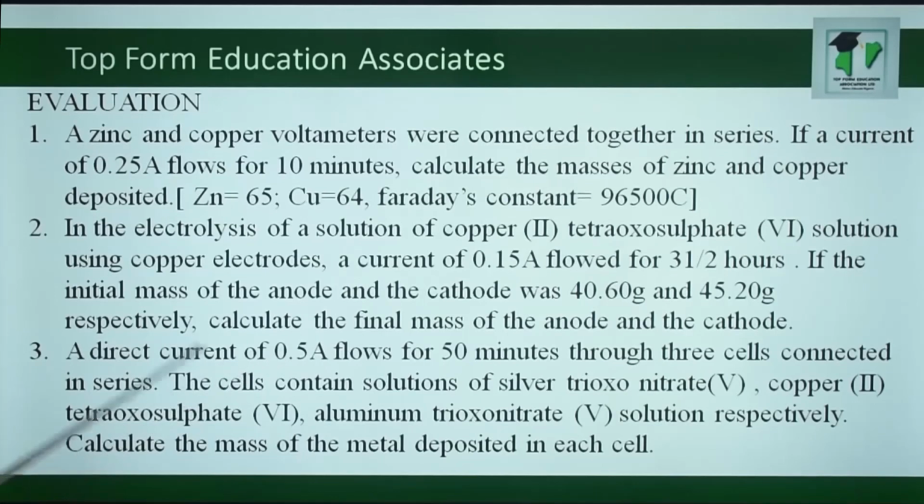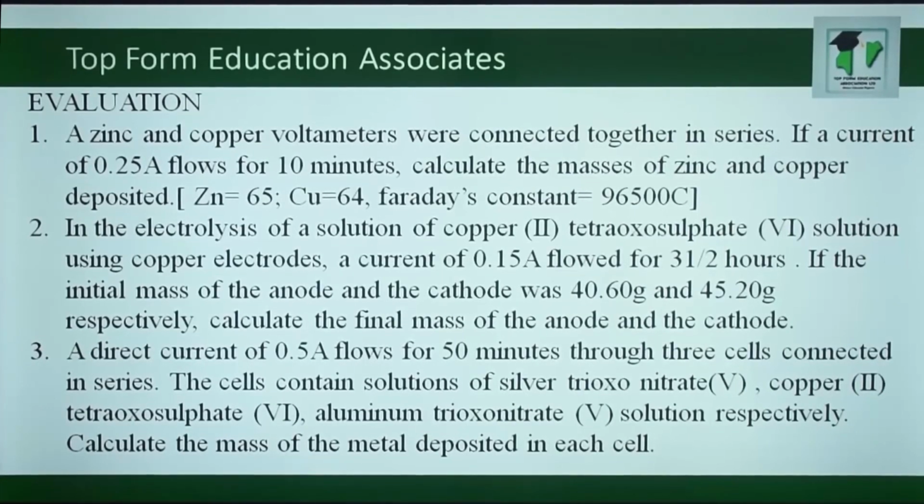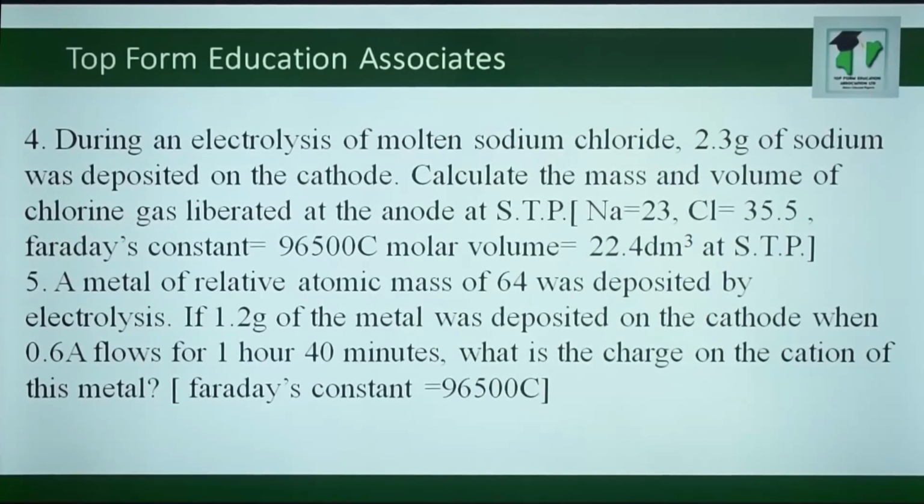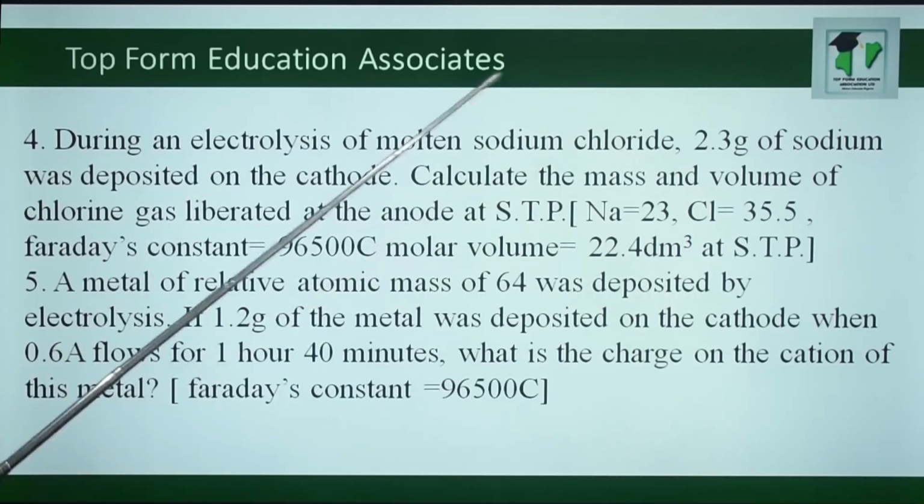Number 3, a direct current of 0.5 amperes flows for 50 minutes through 3 cells connected in series. The cells contain solutions of silver trioxonitrate 5, copper 2 tetraoxosulfate 6, aluminum trioxonitrate 5 solution respectively. Calculate the mass of metal deposited in each case. Number 4, during an electrolysis of molten sodium chloride, 2.3 grams of sodium was deposited on the cathode. Calculate the mass and volume of the chlorine gas liberated at the anode at STP.